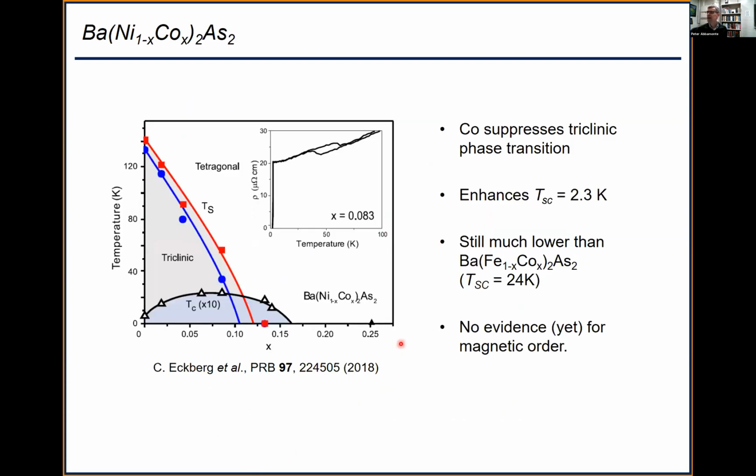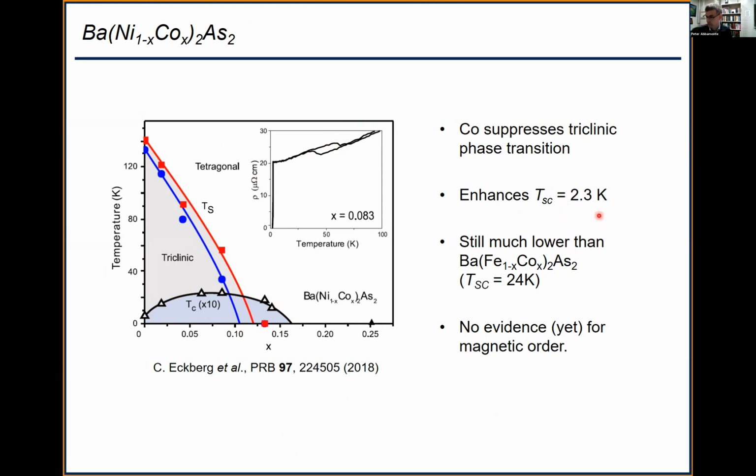If you dope it with cobalt, then the phase diagram looks a lot like the iron arsenides. This triclinic phase acts kind of like the orthorhombic phase in the iron arsenide materials. And then there's a superconducting dome-like thing here. The triclinic phase is split. There's a little bit of first order character and some hysteresis. And as you dope with cobalt, I guess I should call it substitution, but I think you understand what I mean, Tc goes up to about 2.3 Kelvin.